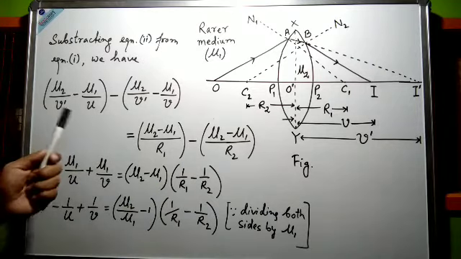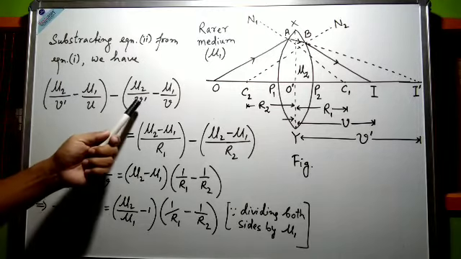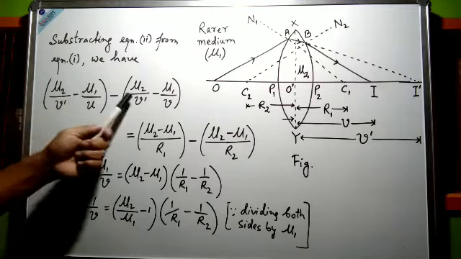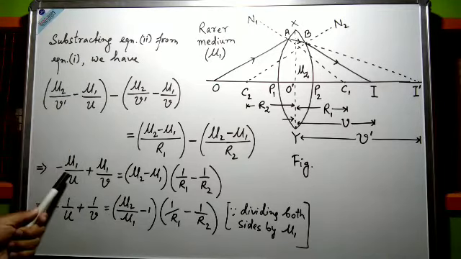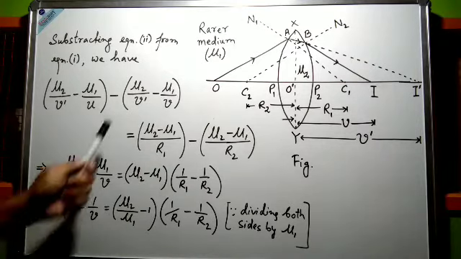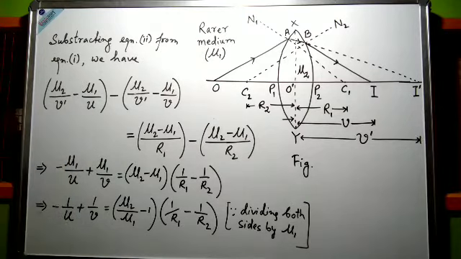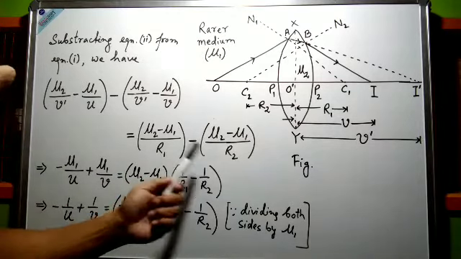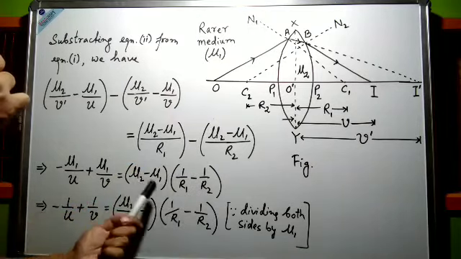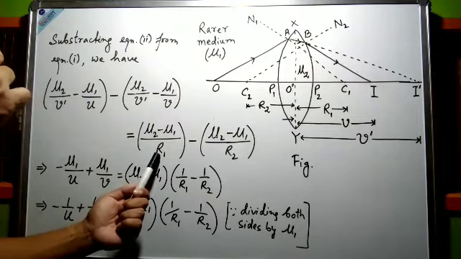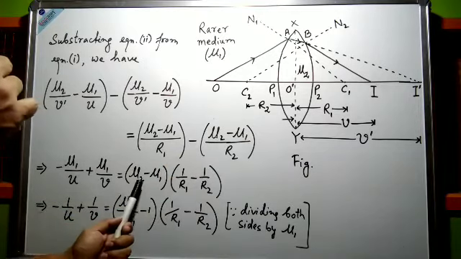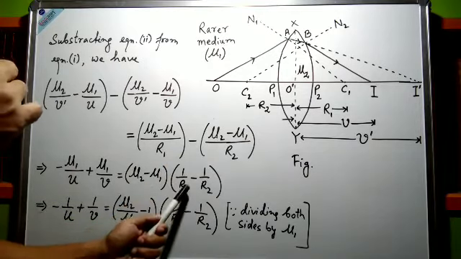Then in the first bracket, mu 2 by v minus mu 2 by v cancel. Then minus mu 1 by u, minus minus becomes plus, plus mu 1 by v. Next, on the right side, mu 2 minus mu 1 is common, leaving 1 by R1 minus 1 by R2.